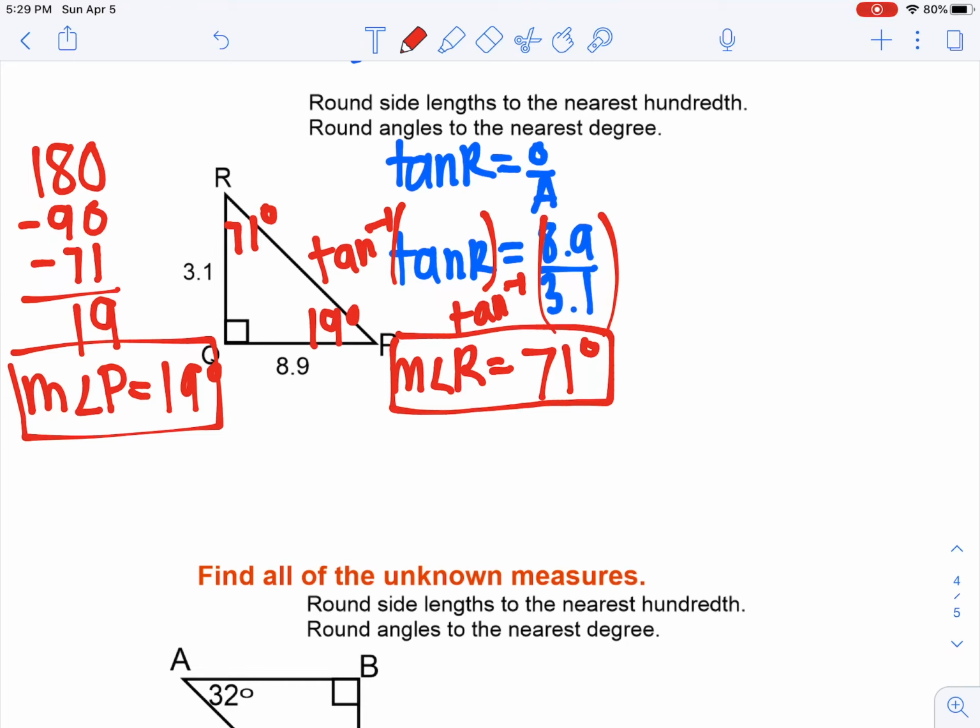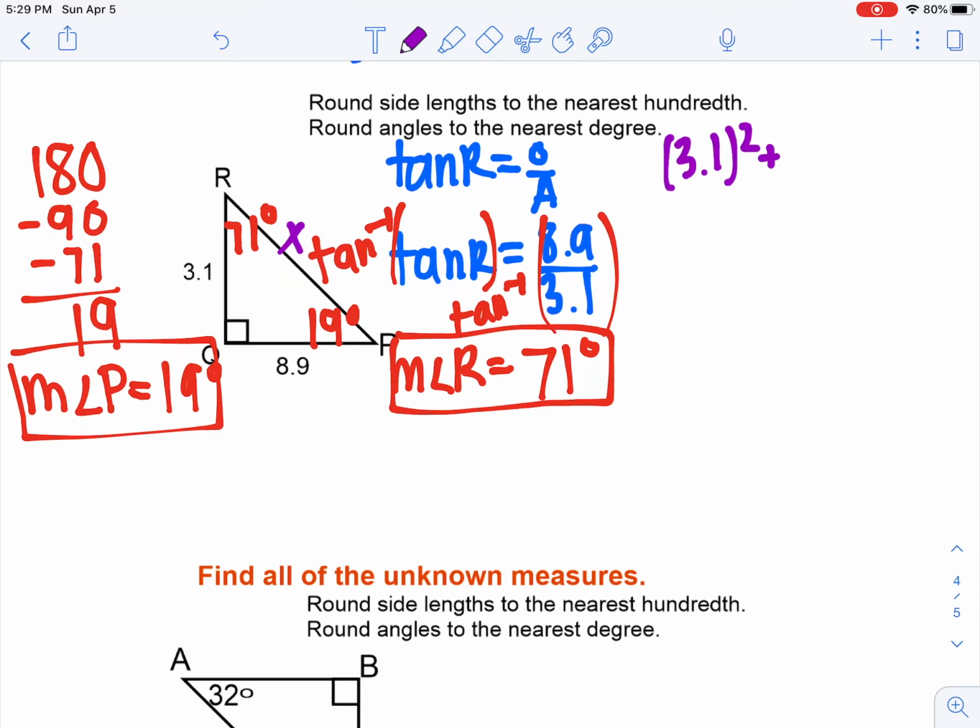Okay, so now all we have left to solve for is going to be our hypotenuse, or side RP. So I'm going to call that X. And there's a couple ways we could solve for this as well. Again, you could use a trig ratio if that's your preferred way of doing things. Or we do have a right triangle, so we can use the Pythagorean Theorem. I'm going to go ahead and use that so we can review that.